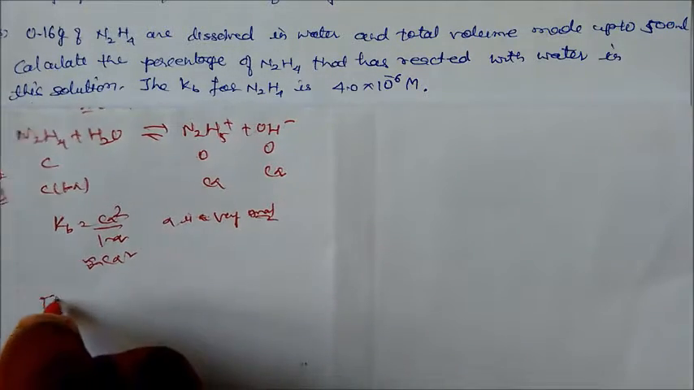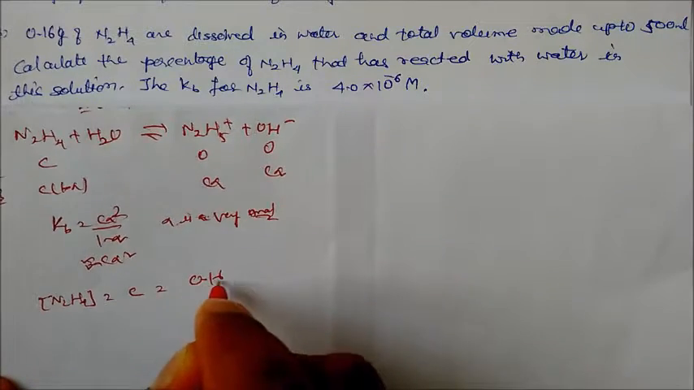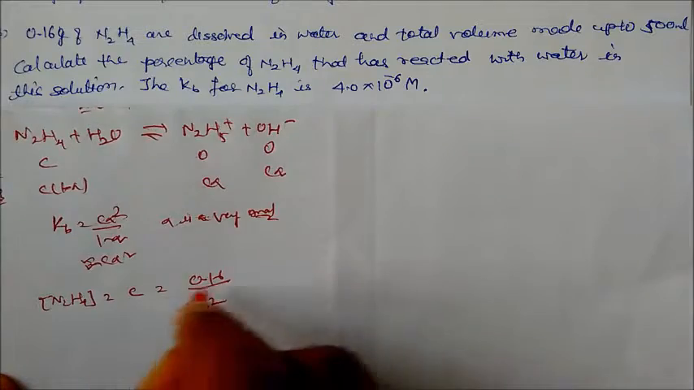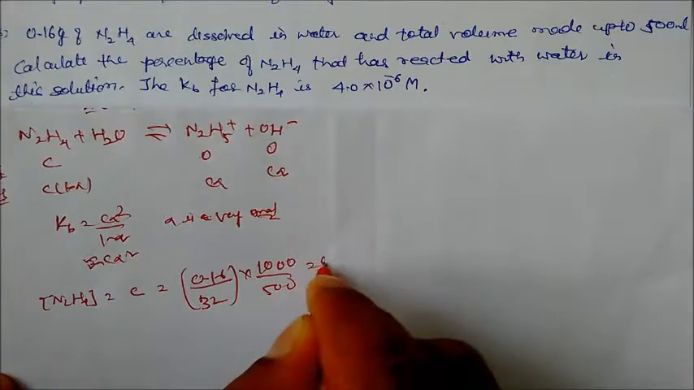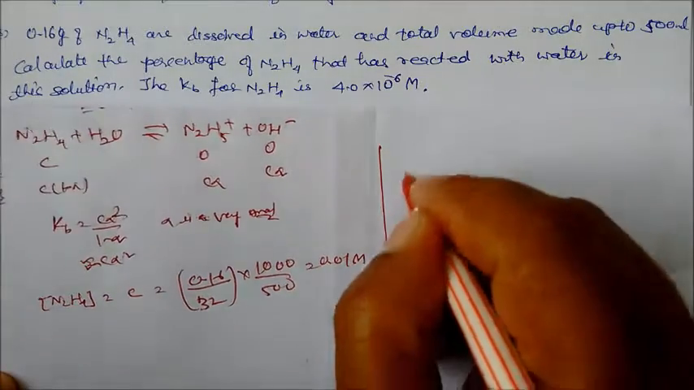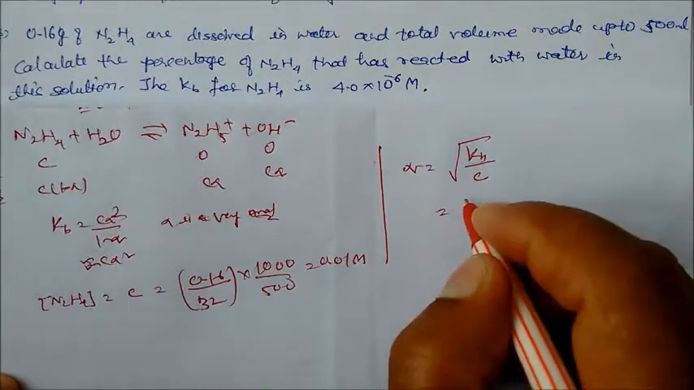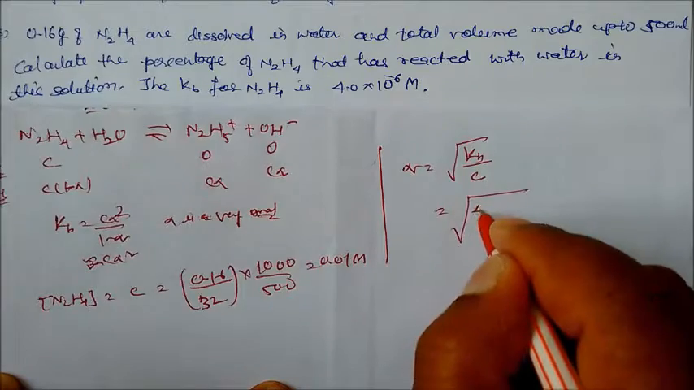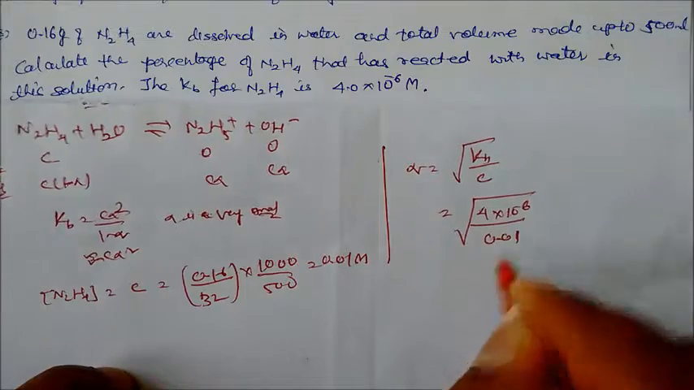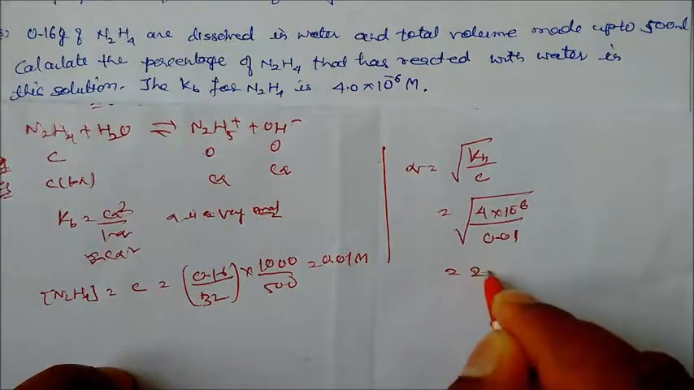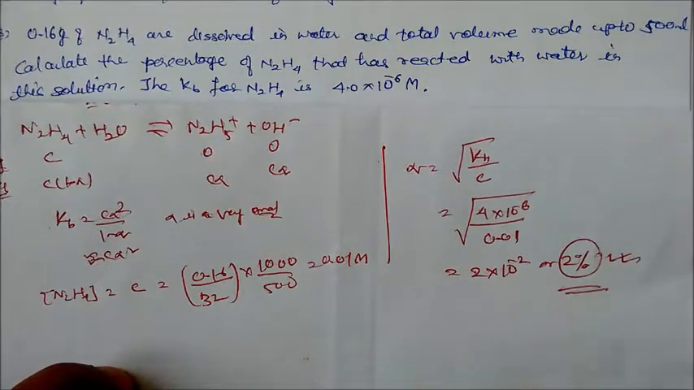Now the concentration of N2H4, that is hydrazine, that is C, is equal to 0.16 divided by 32. This is the molar mass 32 of hydrazine, multiplied by 1000 by 500. So you will get the answer 0.01 molarity. Again alpha is equal to square root of Kb by C. Kb is given here as 4 into 10 power minus 6, divided by the concentration 0.01. If you solve it, this will be 2 into 10 power minus 2, or it is 2%. So this is our answer.